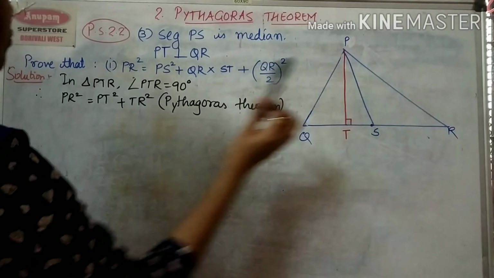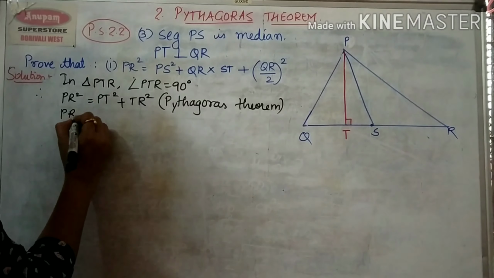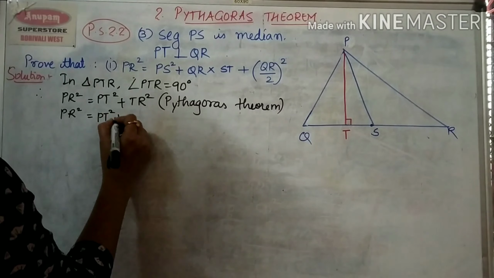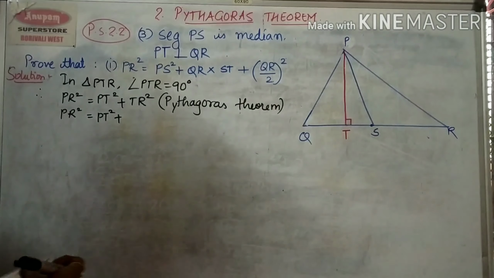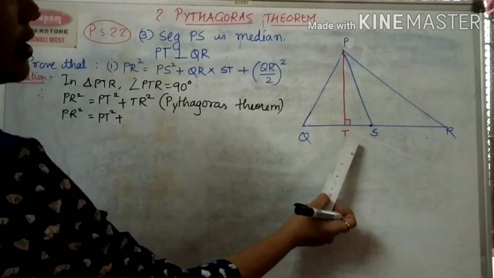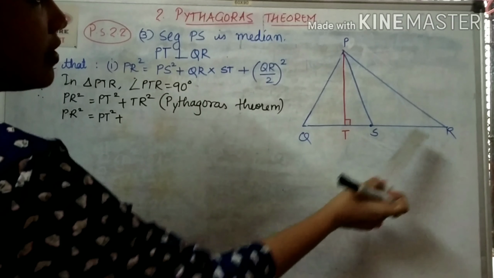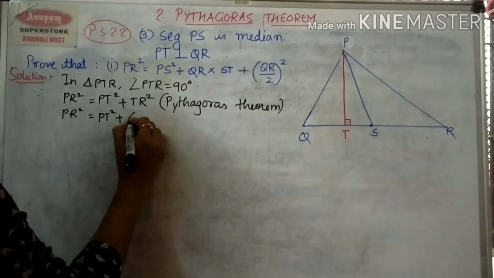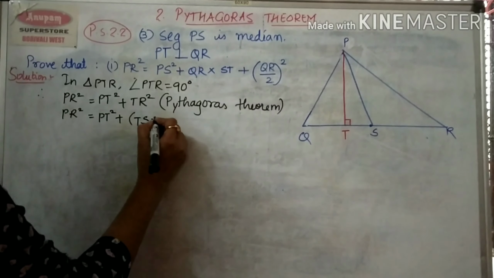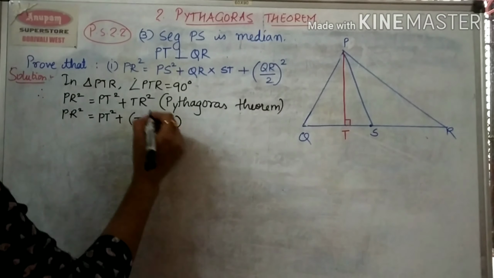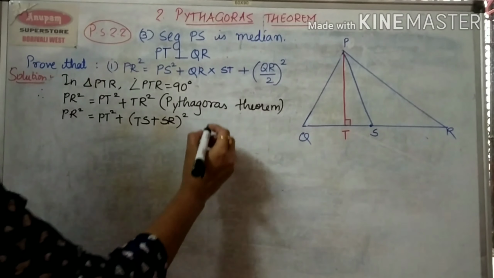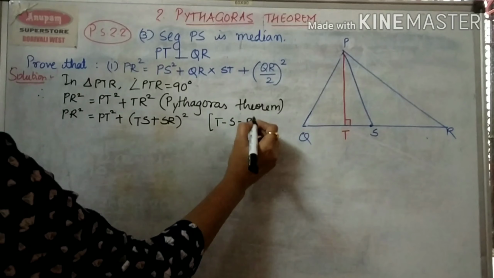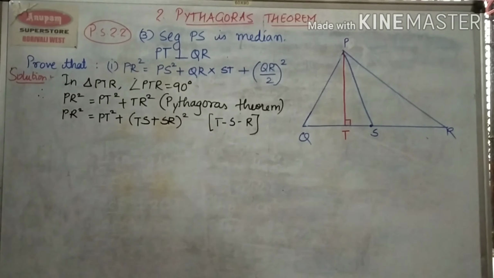PR square, I can do nothing about it, so I write it down again. PT square, I write it as it is, plus TR. Children, TR I can write down as TS plus SR. Yes, TR is the addition of these two segments. So instead of TR, I show that TR is equal to TS plus SR, and there is a square. You also mention the reason, since S is in between T and R.